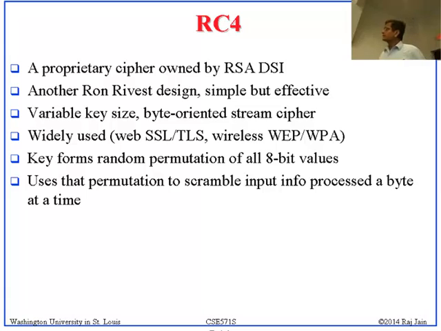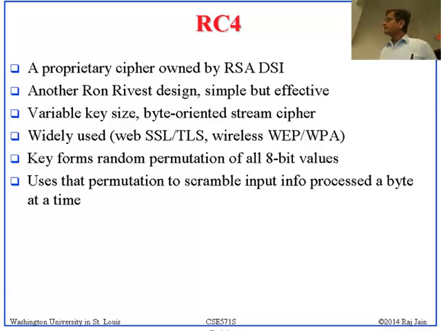So this is a round-free design, simple but effective. Variable key size, byte-oriented stream cipher. Basically, you can give it any size key, and it will give you a stream cipher that you can use. It is widely used in WEP, SSL, TLS, wireless web, WPA, and so on. By the way, all of these are also moving away from RC4. It was used in WEP, which is the older wireless. In WPA version 2, they use AES. So people are moving away from this, but this was used.